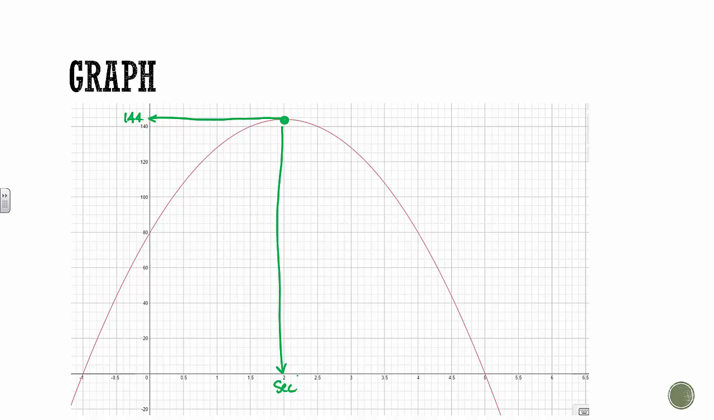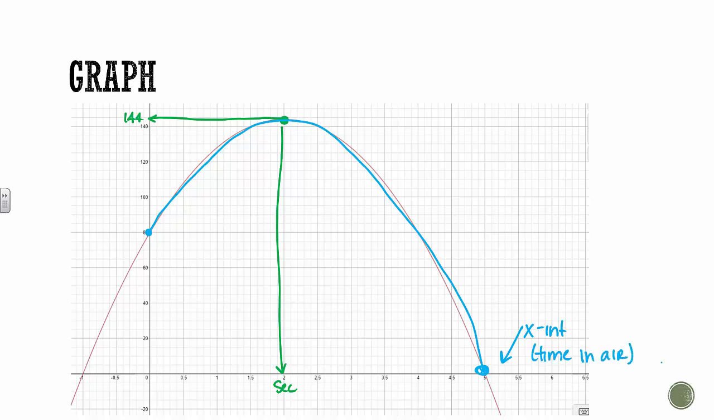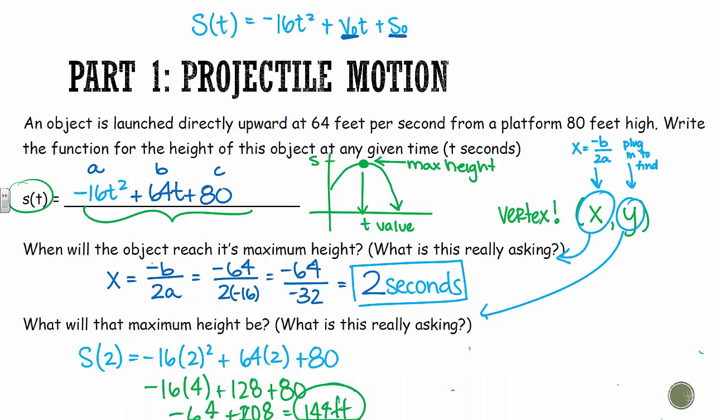Now there's a couple other questions that they can ask you. They can ask you how long it was in the air for. So if it starts here at 0 and then launches and takes until this time right here, this is our x-intercept, which is time in the air. This 80 right here is how high it started. So when this question says, when will the object reach its maximum height, what's it really asking? It's asking for the x value in our vertex. And then what's the maximum height? It's asking for the y value in your vertex.